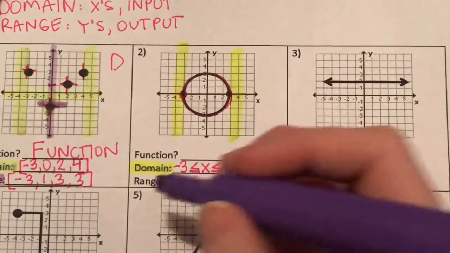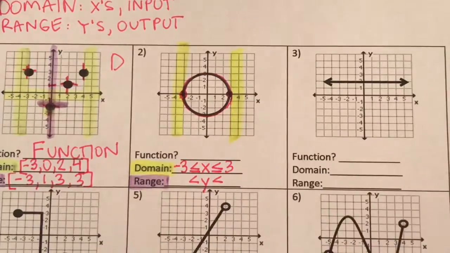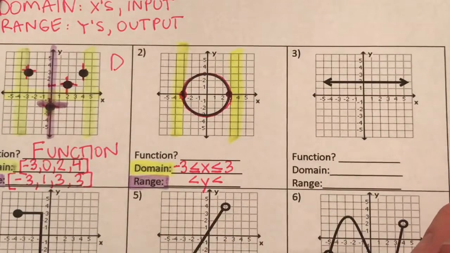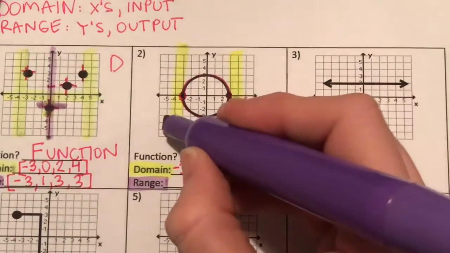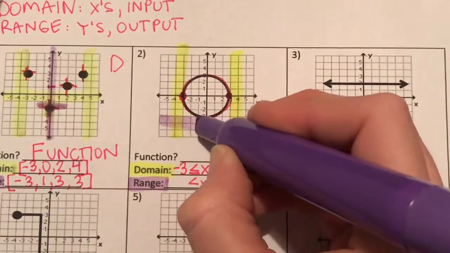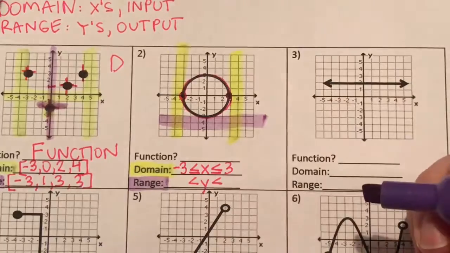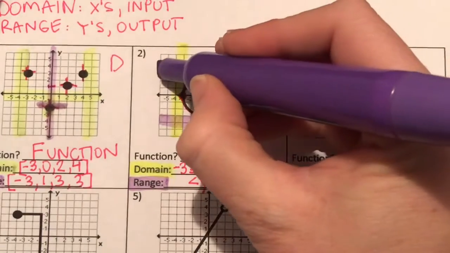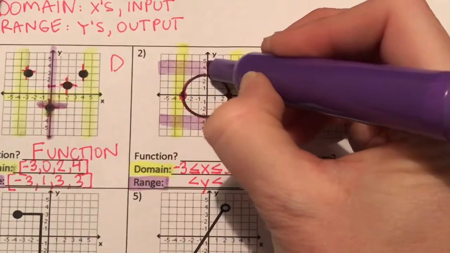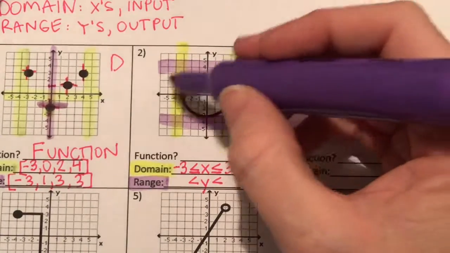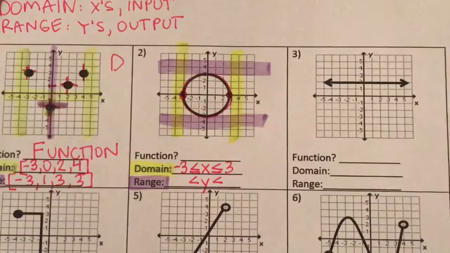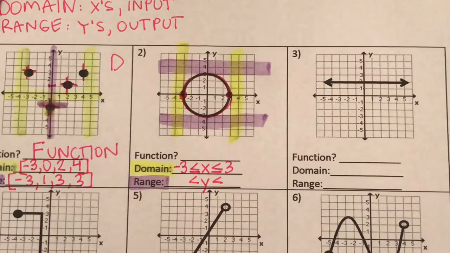So let's go ahead and do the range. So I'm going to highlight it in a different color. I'm using purple. We are going to start from the bottom to the top. So I'm going to use the same process. I'm going to highlight on the bottom, right underneath it. And then I'm going to highlight on the top as close as I can. And so I have actually cropped in my graph. That way I have a good image of my domain and range.